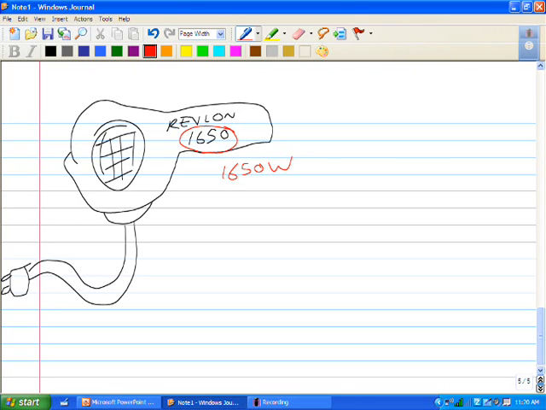Now you go find your hair dryer and figure out its resistance. I could find the resistance of that, right? I could find out how much they're going to charge me to run that hair dryer for, say, 10 minutes. Let's say it takes me 10 minutes to dry my hair. How much are they going to charge me to dry my hair with the Revlon 1650? We should do 1.65. Figure it out.